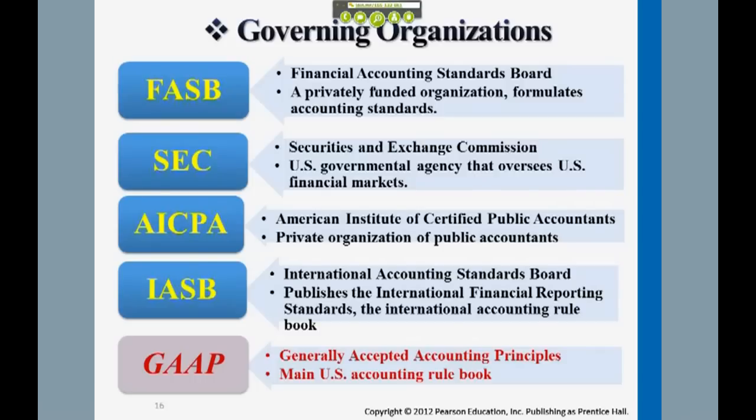Now, other associations: AICPA stands for American Institute of Certified Public Accountants. This is an association for CPAs, and they set the ethical standards that auditors need to follow. They also create the CPA exams. So if you will be taking the CPA exams after graduating as an accounting major, you'll be registering and getting information from the AICPA.